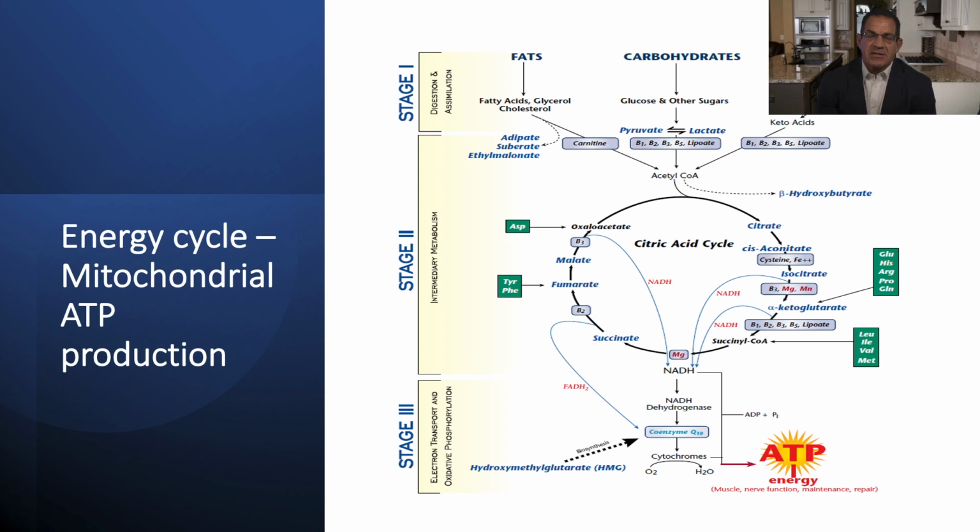And you see in this citric acid cycle there in the middle. Well, that is a cycle that occurs inside of the mitochondria. So let's just pause there for a moment. From stage 1 to stage 2, there's a lot of things that can go wrong. In other words, we could have poor digestion.